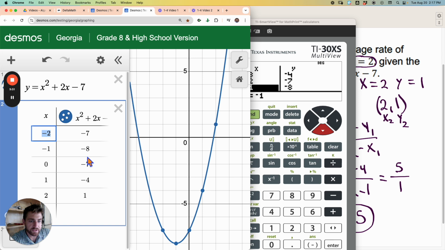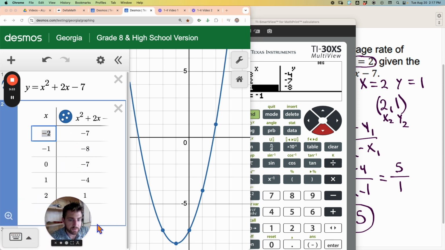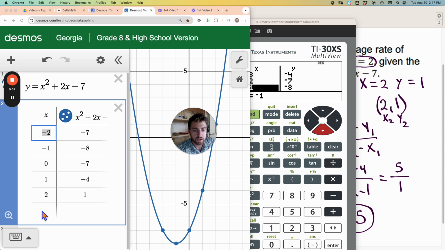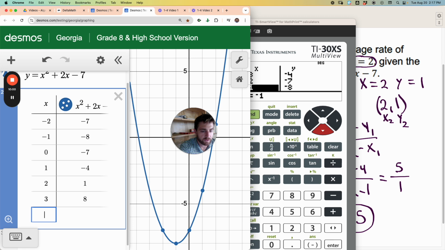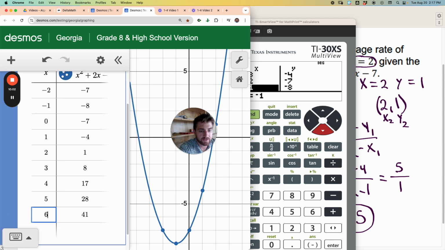Now it's not as intuitive as going over to your calculator and scrolling up and down, where it gives me all the values I want without having to plug any values in. But over here on Desmos, it's going to give me a set of 5 values. So let me move this over here. If I wanted to get whenever x is 3, you just plug it in, and then whenever x is 4 or 5 or 6, you can plug in all those values and get your inputs and your outputs.